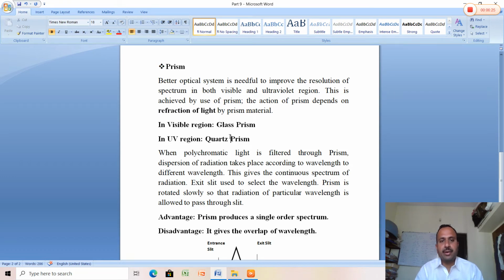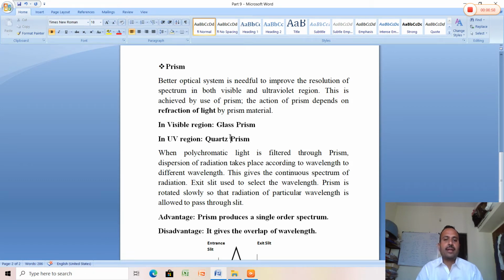Now there are mainly two types of prism. One is glass prism, which plays a role in the visible region. Another is quartz prism, which is made up of quartz. Quartz prisms are employed in the ultraviolet region. So two types of prisms are used in absorption measurements, mainly glass prism and quartz prism. Glass prism is useful in the visible region, while quartz prism is useful in the ultraviolet region.